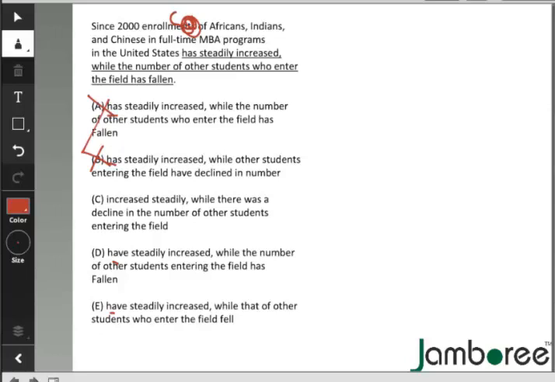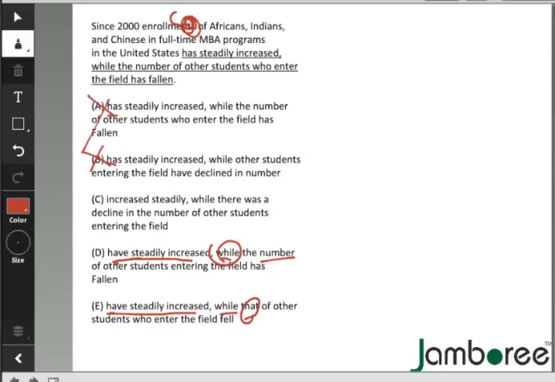When you are down to two or three options, it helps to do horizontal scanning. Remember we discussed horizontal scanning: you pick two options and scan till you find the first point of divergence. So I'll pick D and E because they have similar beginnings. You have "have steadily increased", "have steadily increased". Then "while", which means it's comparing, right? While the number, and I see here that.